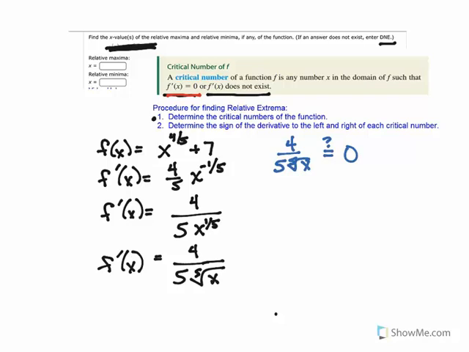No, it does not. The only time a fraction can equal 0 is if that numerator could equal 0. Or another way to look at it, you could cross multiply and you would have 4 is equal to 0, which of course is a false statement. So that never happens. But does the derivative not exist somewhere?